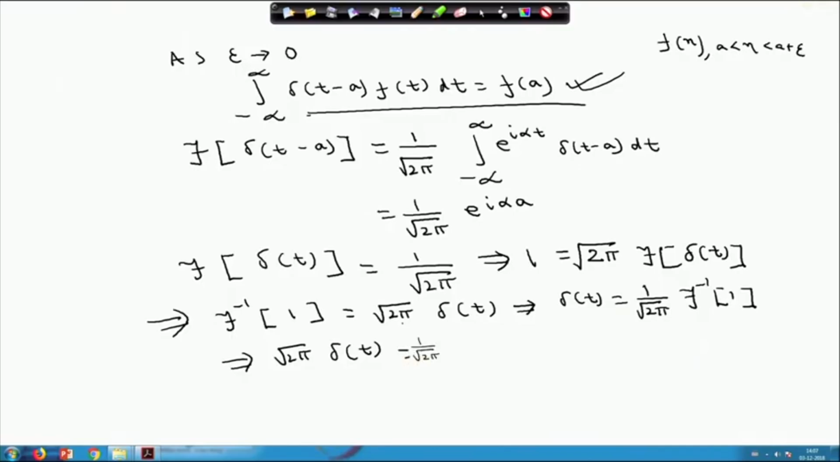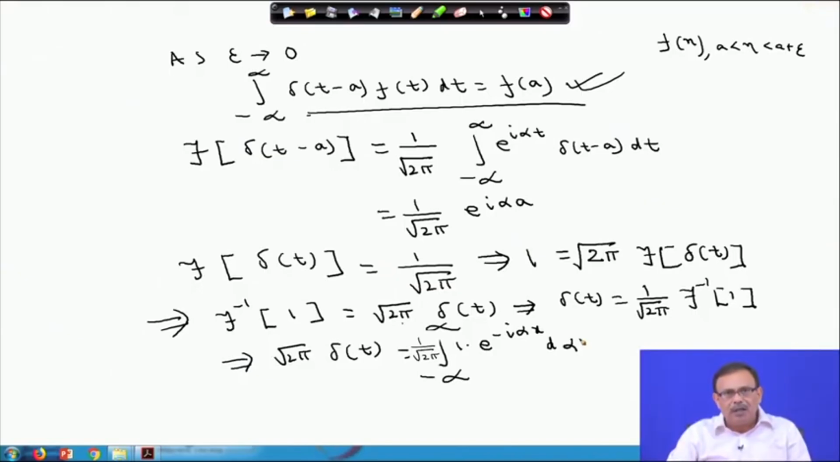This is nothing but the integral from minus infinity to infinity of 1 into e power minus i alpha x d alpha. So what we have obtained is that the Fourier transform of delta (t minus a) is 1 by root 2 pi e power i alpha a. Whenever you make a equals 0, the Fourier transform of delta t equals 1 by root 2 pi. And we are also showing that the integral from minus infinity to infinity of e power minus i alpha x d alpha is nothing but root over 2 by pi into the Dirac delta function, that is delta t.